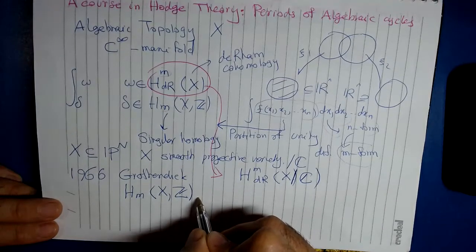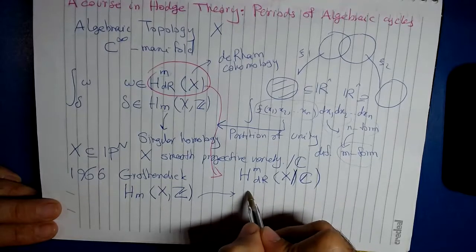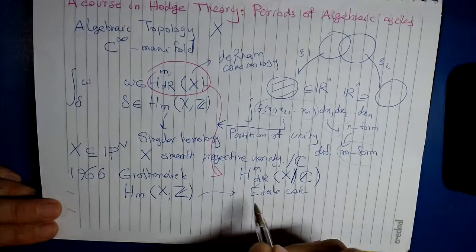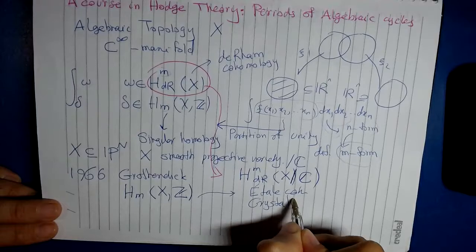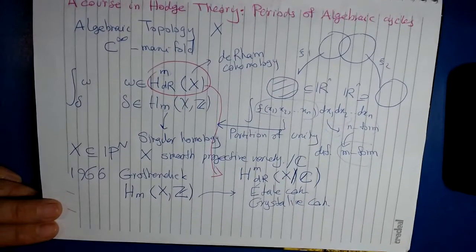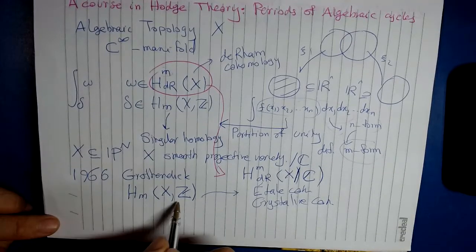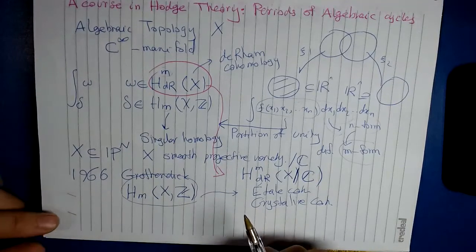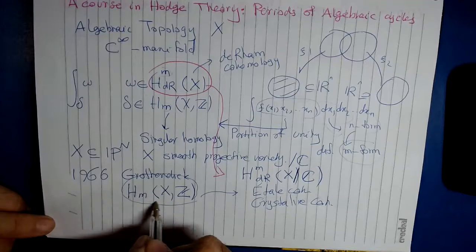But their effort to translate this guy to algebraic geometry resulted in étale cohomology and crystalline cohomology. Despite the fact that we cannot define homology in algebraic geometry, we can still construct some elements of this guy.